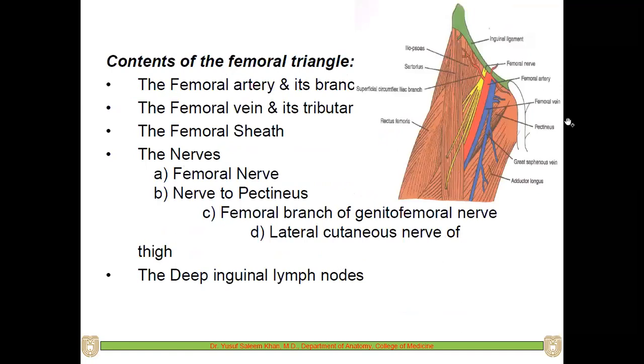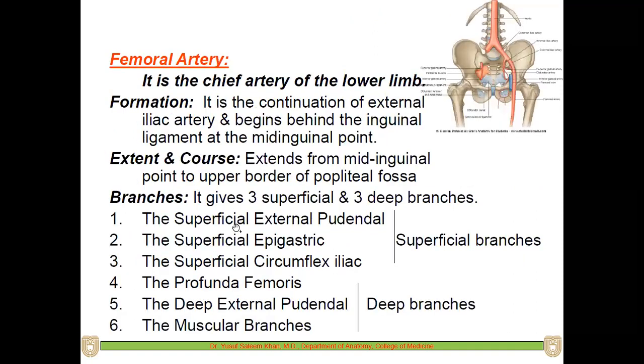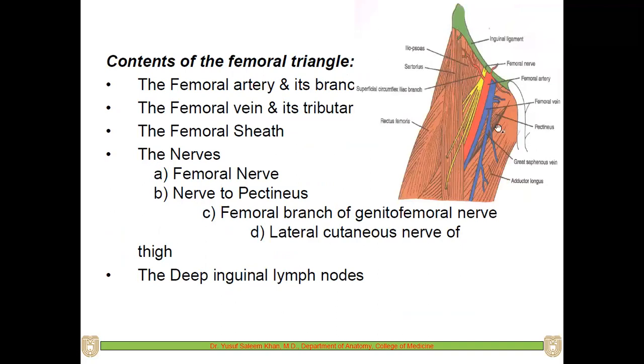So here is the femoral artery. When it is branching, it is giving these. If you can see here, this is the superficial circumflex iliac artery. Okay. Then there will be the other branch going above, that will be the superficial epigastric. Then we also have the superficial external pudendal artery. All these are the superficial branches. Then it gives very important deep branches. One is the profunda femoris artery, one of the main arteries of the thigh. It will give down here. Later we'll see.